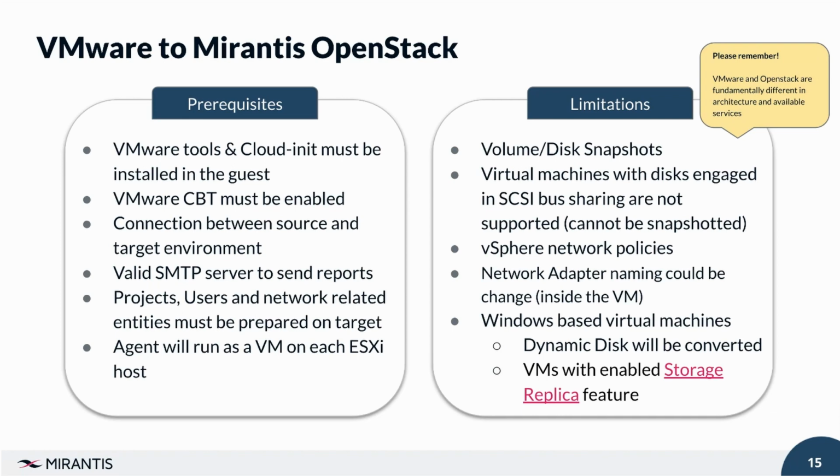Of course, we need a connection between the two environments. I think that should be clear. We also need an SMTP server, or well, maybe not a server, but somehow that we can send reports to the operators, and of course as well to us for licensing. On the target side, projects, users, networks, actually all entities which are in this case not available in VMware, need to be created upfront, right?